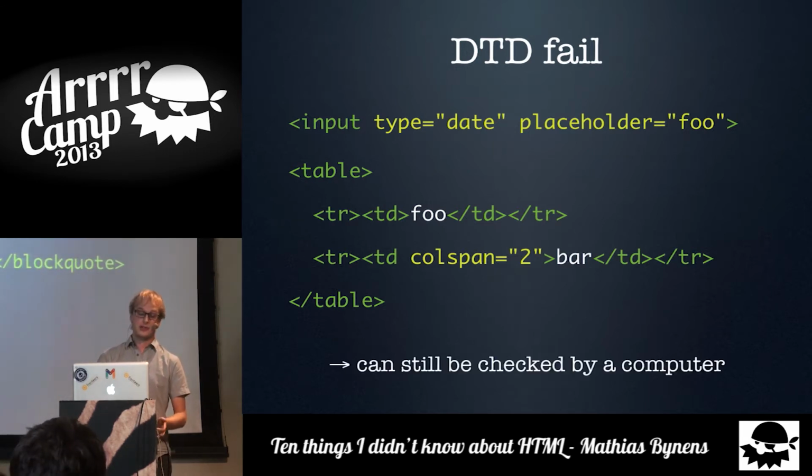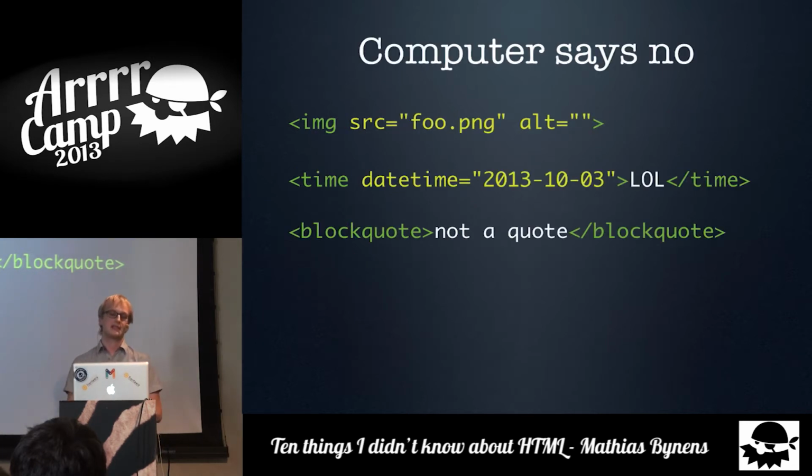Then finally, there's a third layer of conformance criteria, and those are the things that can only be really checked by a human. And this includes things like checking if the alt attribute for images is being used correctly, or if the text content of a time element actually represents a time, or if the content of a block quote is actually a real quote. There's no way a computer can check that stuff for you.